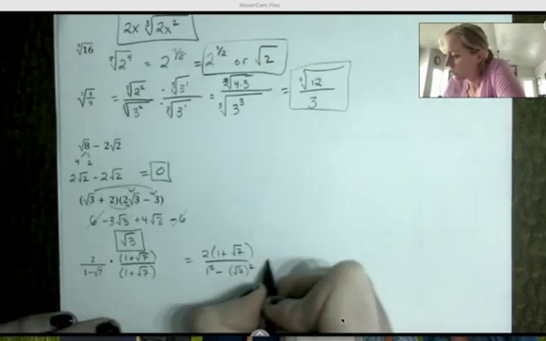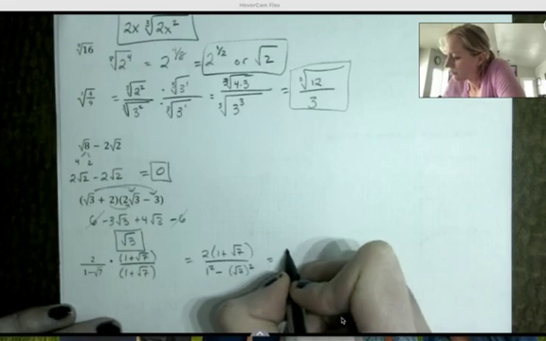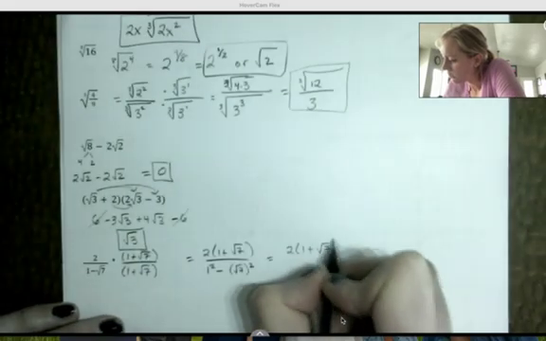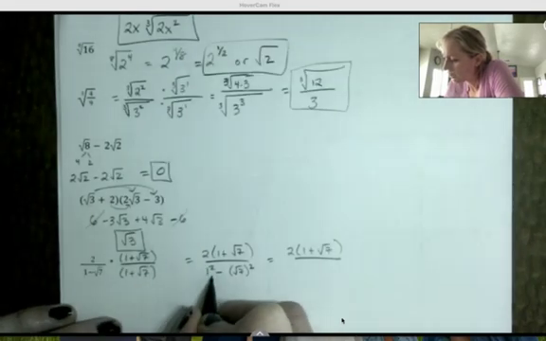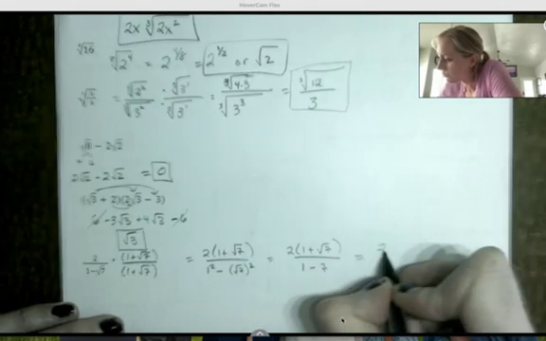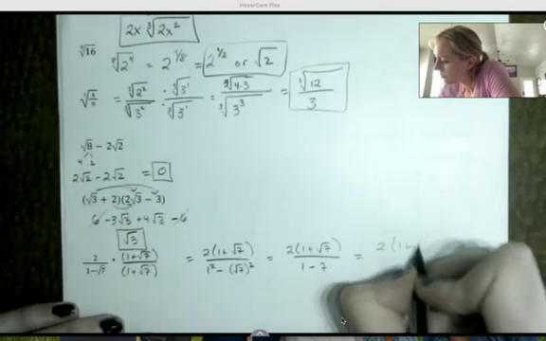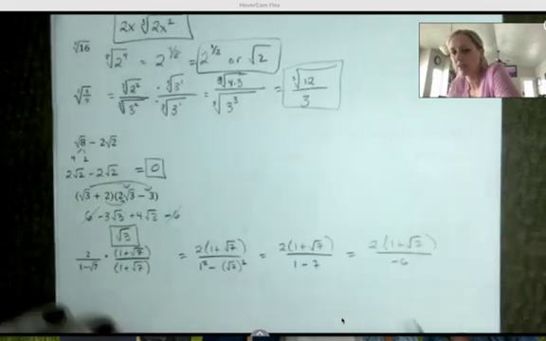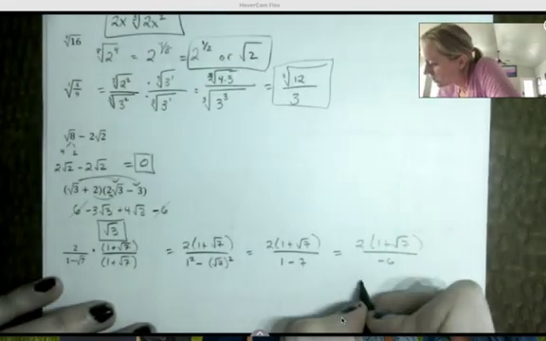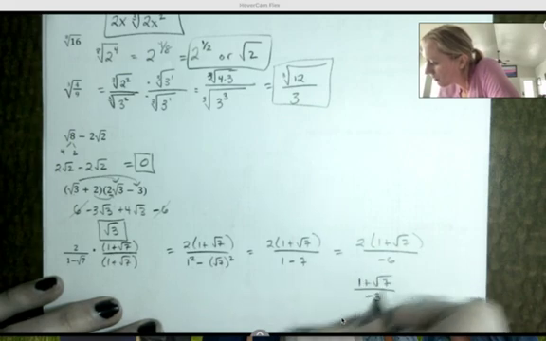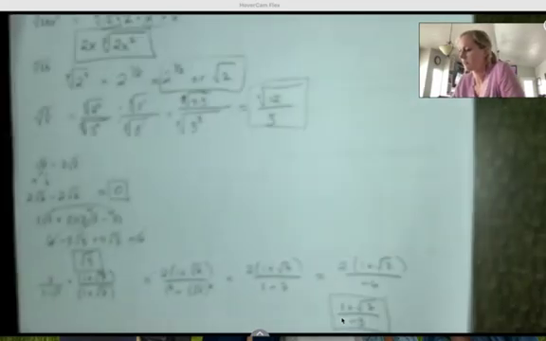Okay, so let's see here. I'm just going to leave it like this for right now. Okay, here I have 1 squared minus 7. So we get 2, 1 plus square root of 7 over negative 6. I could reduce that to negative 1/3. So I get 1 plus square root of 7 over negative 3. All right, a couple more.